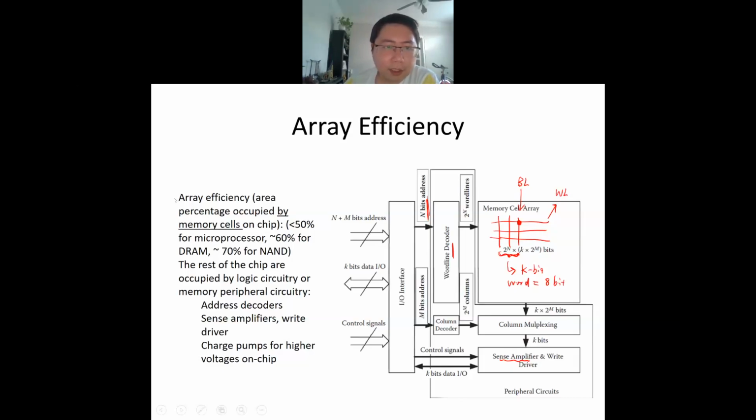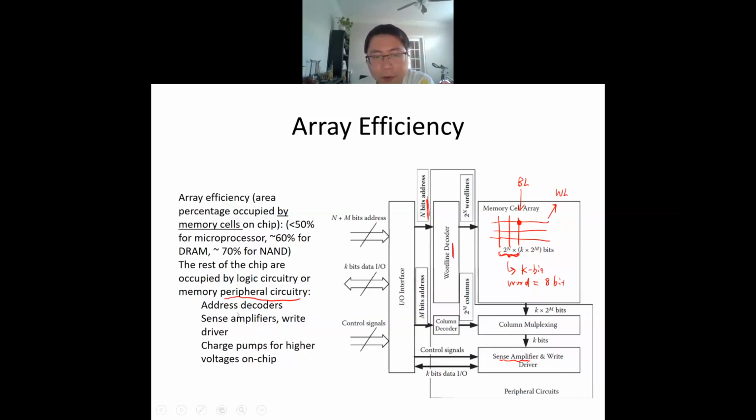And here there's another concept, which is array efficiency. This stands for the area percentage occupied by the memory cells over the total chip size. That means it's the percentage of this memory cell array, this box, over the total chip area, because the rest of the chip is occupied by the so-called peripheral circuitry. This is to support the read and write operations.